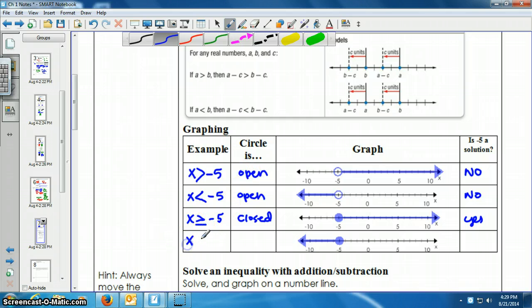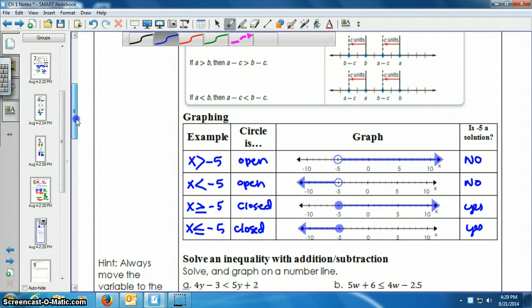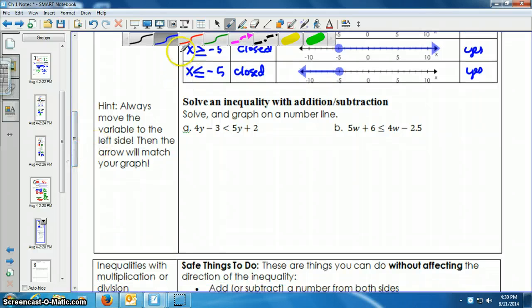And then lastly, x is less than or equal to -5 because it is a closed circle at -5, and we're going less than. So that little small tail end of it goes towards the x, for x is less than -5. And yes, closed circle is going to give me -5 as a solution. So let's go ahead and use that adding and subtracting above. Always move the variable to the left side. Then the arrow will match your graph.